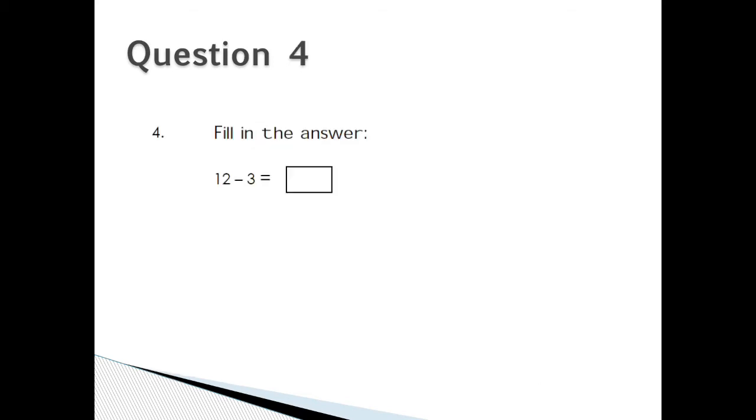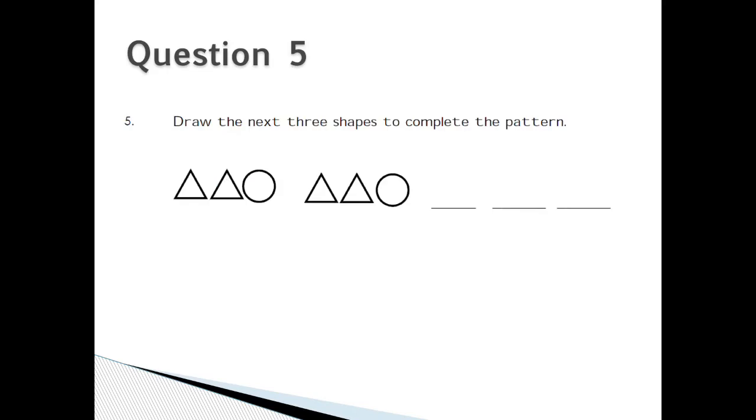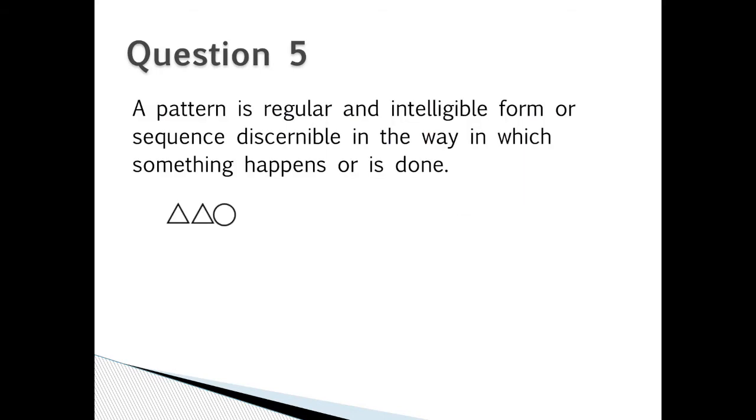Fill in the answer. 12 minus 3 is equal to what? If I had 12 little circles and I took away 3, I would be left with 9. Draw the next 3 shapes to complete the pattern. Triangle, triangle, circle. Triangle, triangle, circle. A pattern is a regular and intelligible form or sequence discernible in the way in which something happens or is done. So the pattern would be another triangle, triangle, and circle.